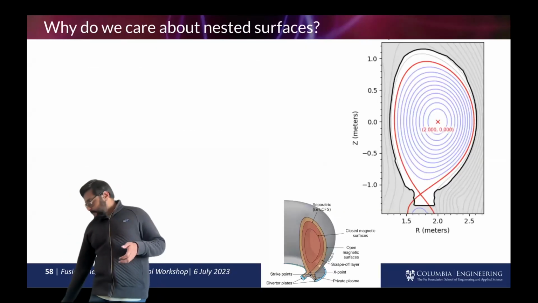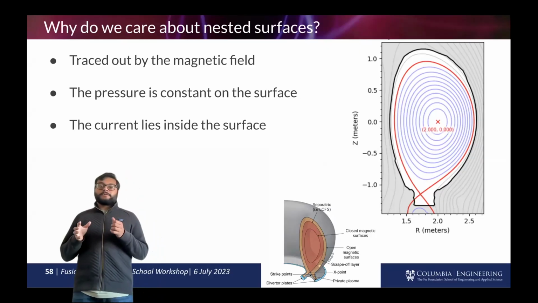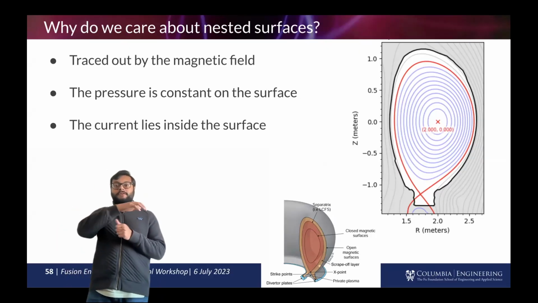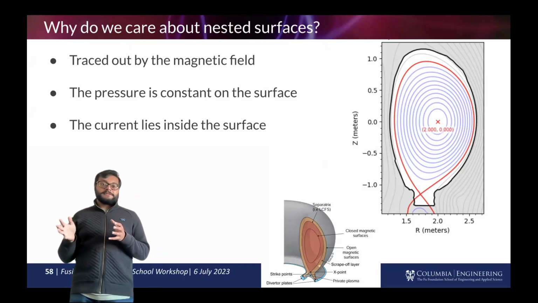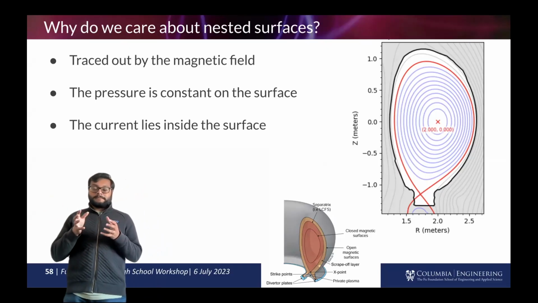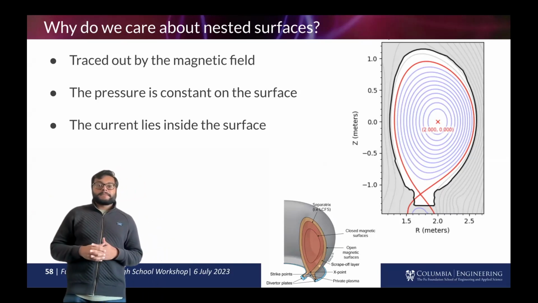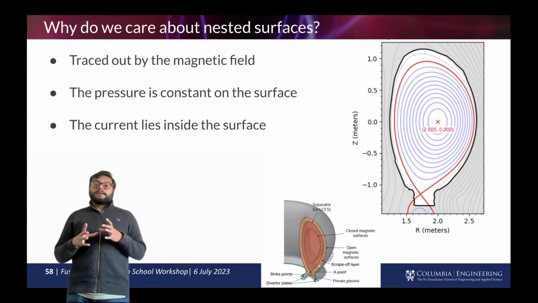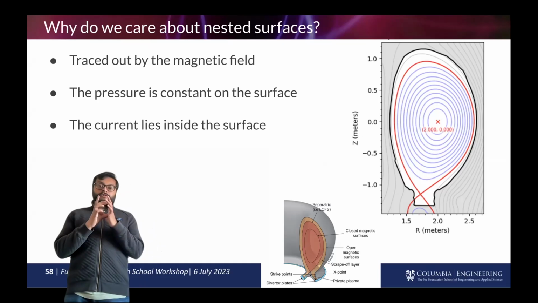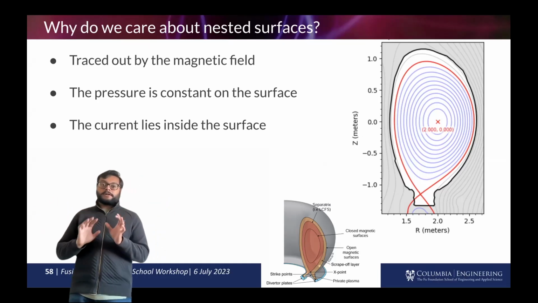So why do we care about nested flux surfaces? For each flux surface, the particles will ideally stay on the flux surfaces. In reality, there is transport between flux surfaces for particles, but they roughly stay on the magnetic flux surfaces. Each flux surface also has a constant pressure. So the pressure gradient is generally perpendicular to the flux surfaces. The pressure is a constant on a flux surface.